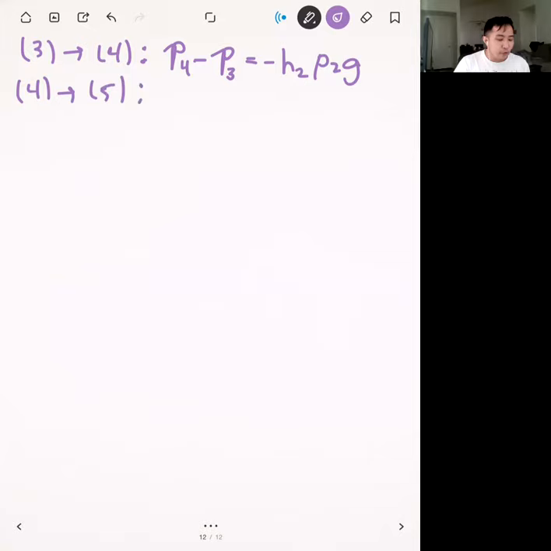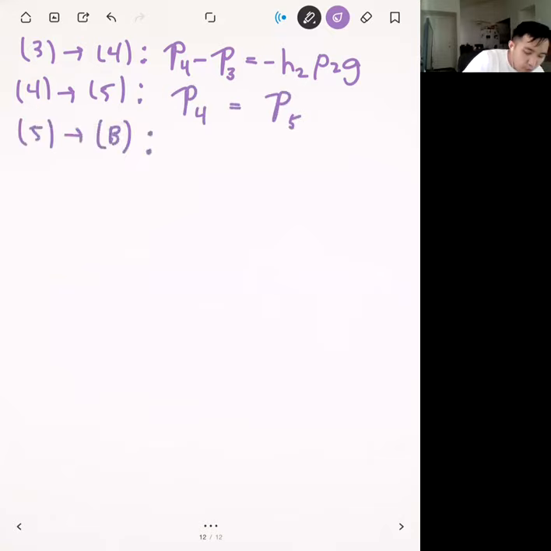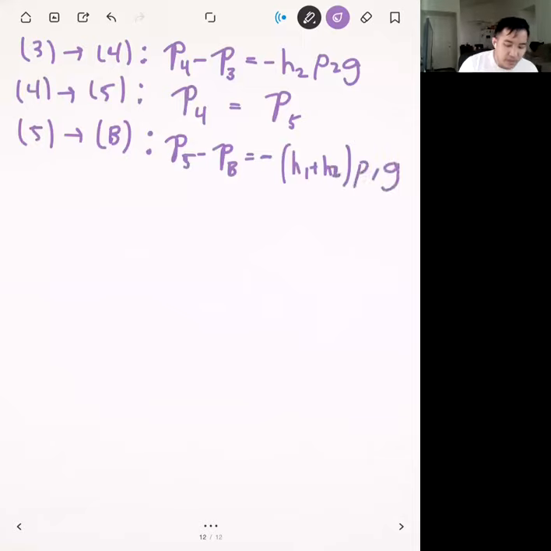Next, we're going to go from point 4 to point 5. So this is a horizontal move, so we can say that P4 is equal to P5. And then finally, we'll go from point 5 down to point B, which is a vertical move. So we're going to have P5 minus PB is equal to minus, and in this case we drop an entire H1 plus H2, so we're going to do H1 plus H2 times ρ1 G, because this move takes place in the first fluid, which is ρ1.